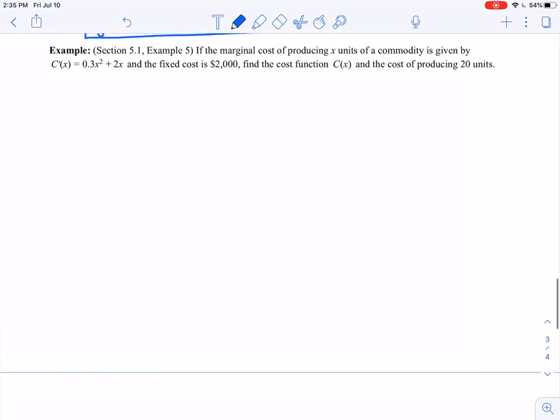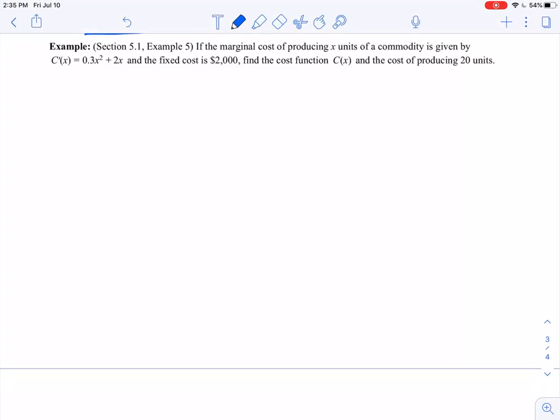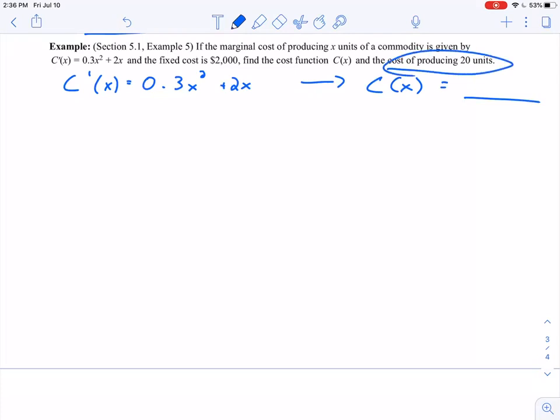So here we're bringing back some ideas from chapter 2 way long ago. We have this idea of marginal cost right here. Marginal cost, remember, that's just the derivative of our cost function. We don't need to overcomplicate this. So I'm starting with C prime of X is equal to 0.3x squared plus 2x. I want to take this somehow and find C of X is equal to blah. And then the cost of producing 20 units. Once I have C of X, that'll be easy enough. I'll just plug 20 in for X.